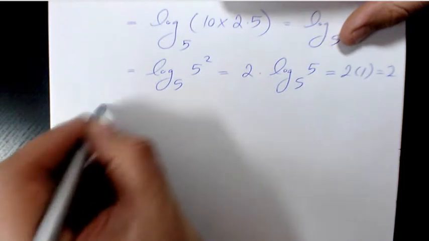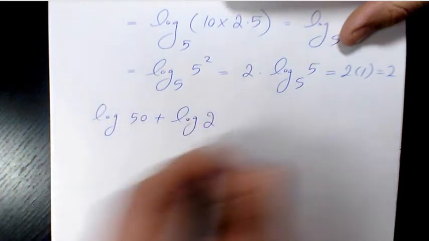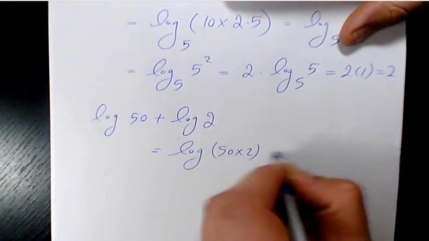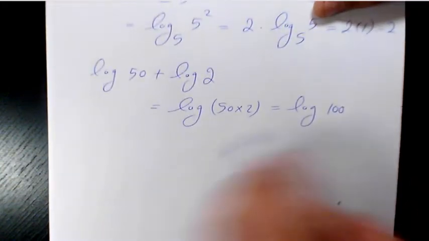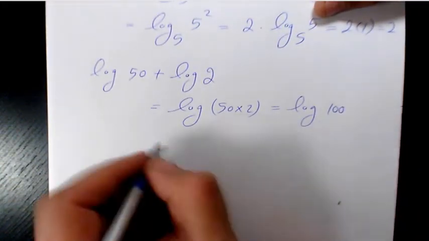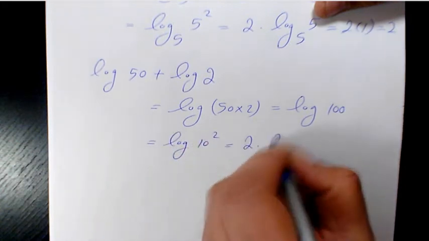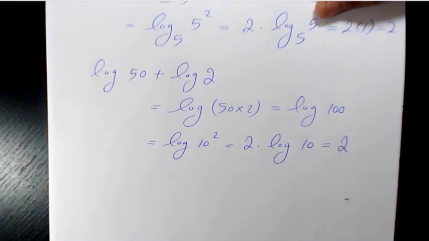Next one, log 50 plus log 2 equals log 50 times 2, and that's going to be log 100. When the base is not shown, it means that the base is 10. So log 10 squared is going to be 2 times log 10, and log 10 is 1. So the answer is going to be 2 times 1, which is 2.